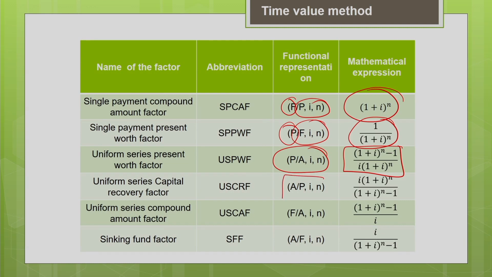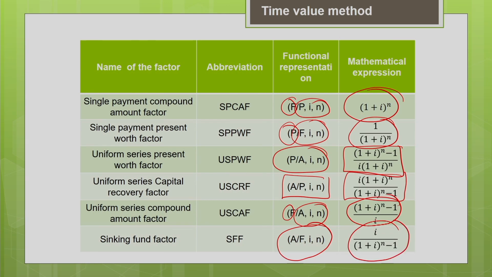This is the factor which makes it equivalent. And this one is to determine A, the annual cash flow, for the known P, i and n. Then the uniform series compound amount factor determines F for given A, i, n. So basically, if the current series is known and you want to know its future value, you can use this factor. Then the sinking fund factor, it is just an inverse, determines A for the known F, i and n. They are made equivalent by this factor.